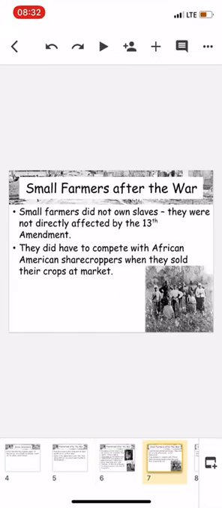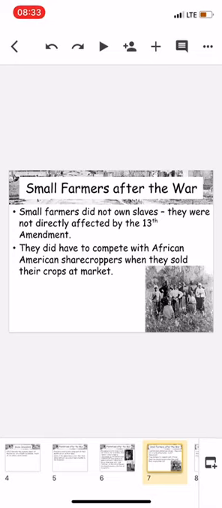So small farmers did not own slaves before. So let's talk about small farmers before the Civil War. These are poor whites that didn't own slaves to begin with. And so they weren't directly affected by the 13th Amendment because, well, they didn't have any slaves to lose. But now with a massive influx, meaning a huge increase in the number of farmers living in the South, they had to compete with these newly freed African-American sharecroppers when they sold their crops at market.